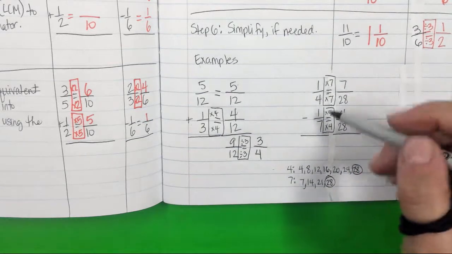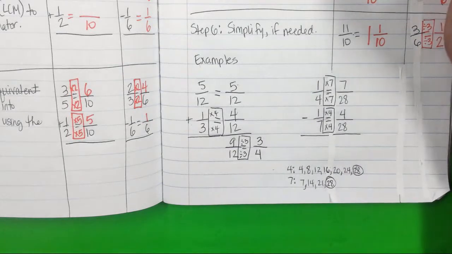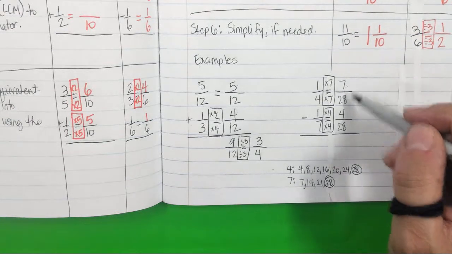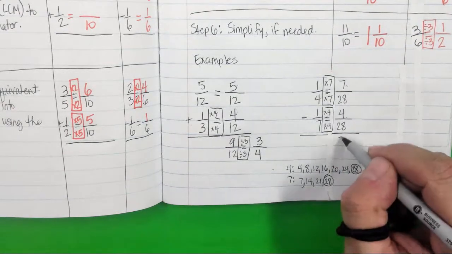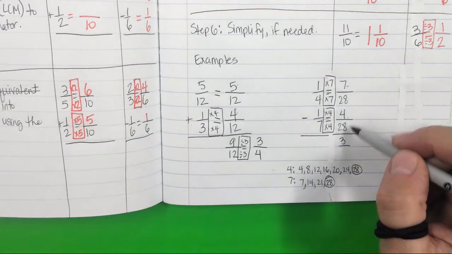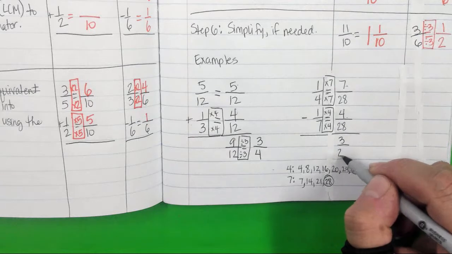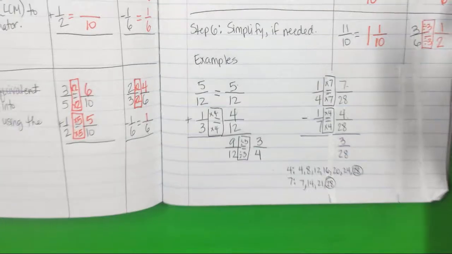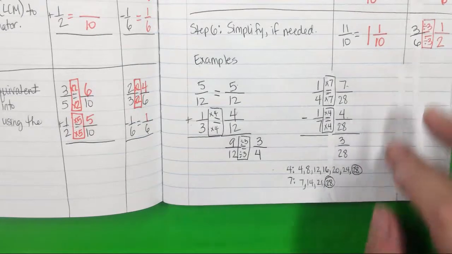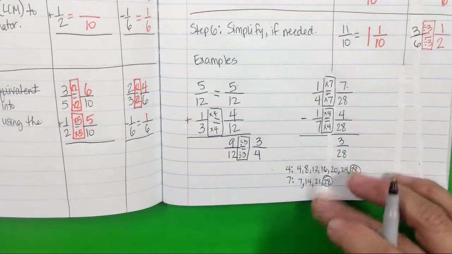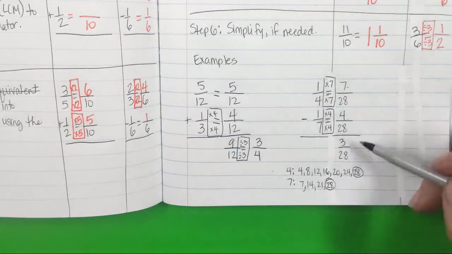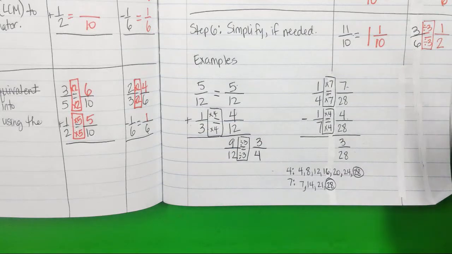Good job. Now, what am I doing here? Because step 4 says subtract or add, depending on the problem, the new numerators. So I've got 7 and 4. 7 minus 4 is 3. Good job. And then what's my new denominator? 28. I got to drop down, right? So, then I have to ask myself, can I make 3 28ths any smaller? Does 3 go into 28? No, it doesn't, because 9 times 3 is 27. So the smallest this fraction will get is 3 28ths.